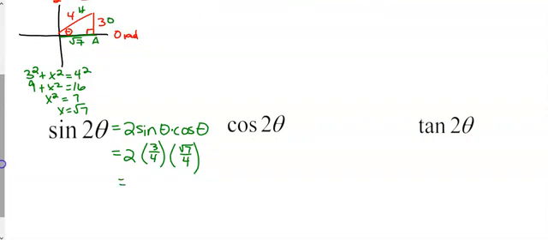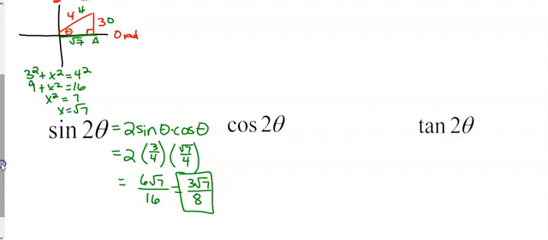So multiply straight across the top. 2 times 3 is 6 times the square root of 7. On the bottom, 4 times 4 is 16. And then we can work on simplifying 6/16. We can divide each of those by 2. So our final answer is going to be 3 root 7 over 8. I just divided the 6 by 2 and the 16 by 2. And that's going to be our final answer for that.